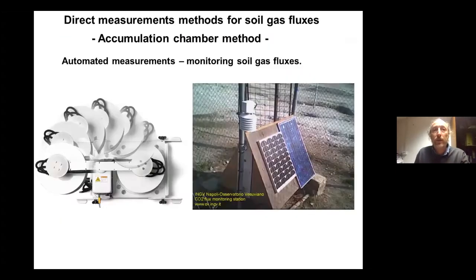This kind of methodology is also used quite frequently for monitoring. This is an example of a monitoring station of carbon dioxide fluxes by INGV in Naples. And practically inside this small house, there is an instrument similar to this. So we have our accumulation chamber that can automatically do the measurement, without any researcher living inside this small house, taking measurements every hour or at the times that we want to measure.